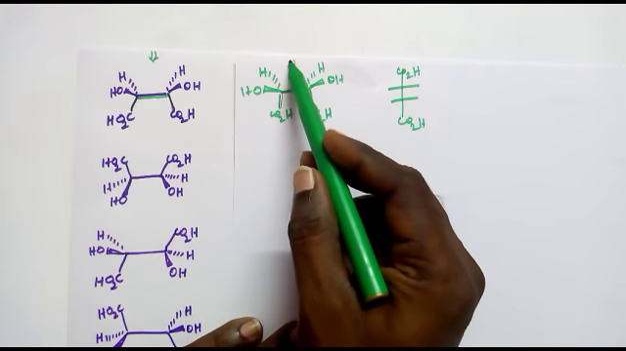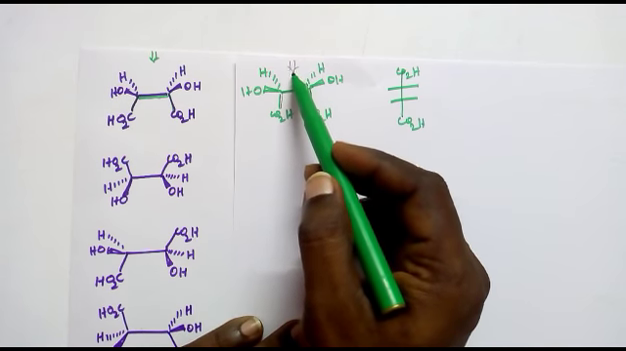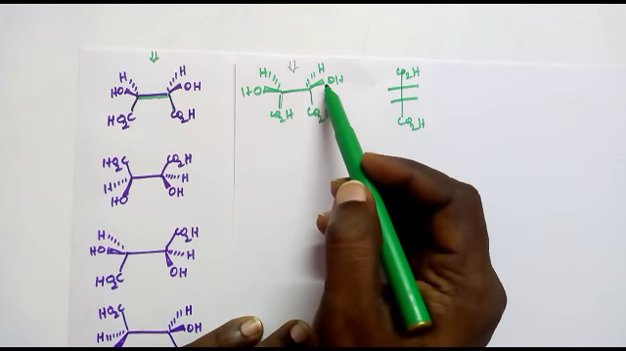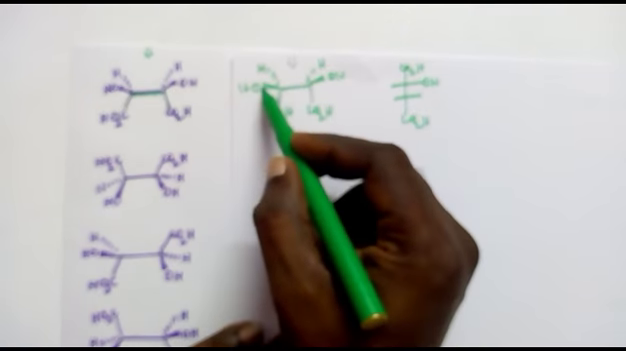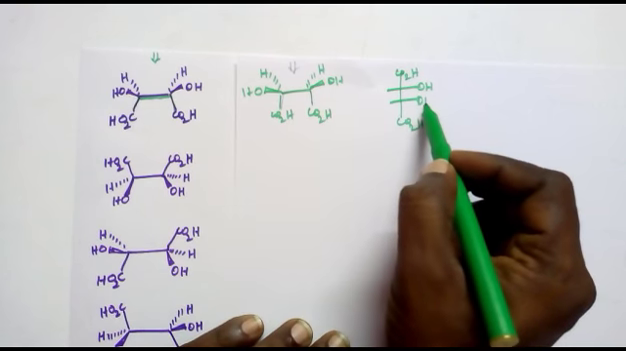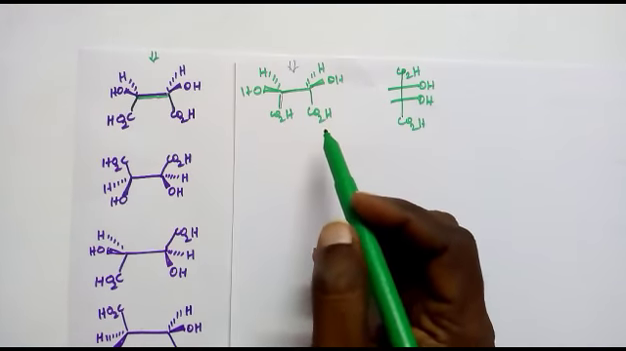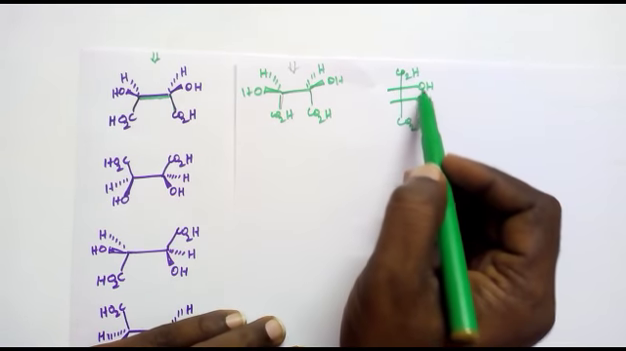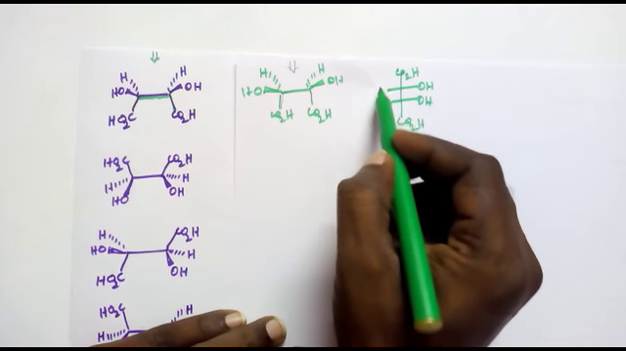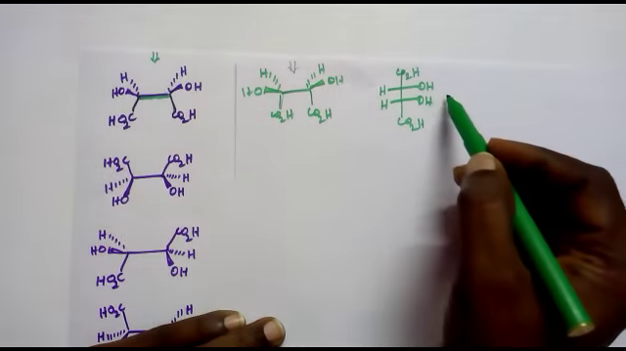Since you're viewing from the top, from this side, what will you get on your right? OH here for this carbon, and here also OH, because both are front projecting towards the viewer. So since you see from here, it will be on your right side, so the remaining two on the left. Okay, so this is the Fischer projection.